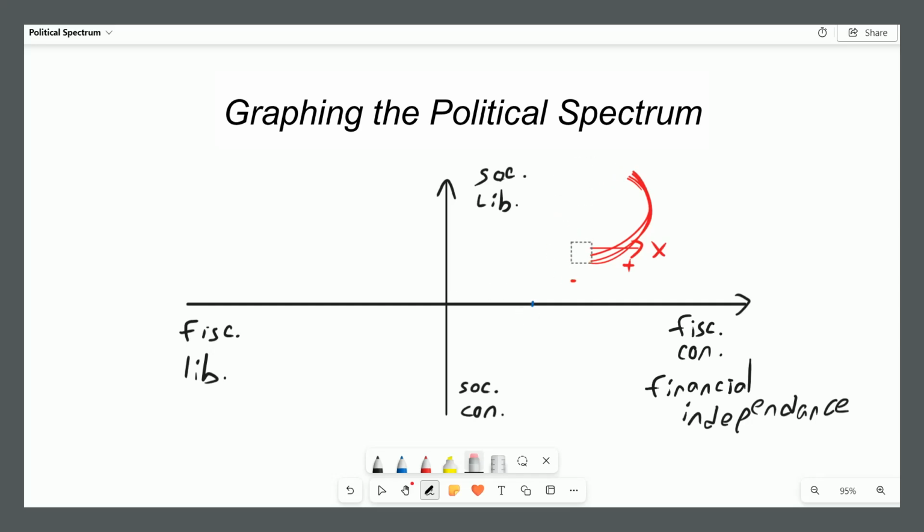Now, what's interesting is that once we actually start plotting the positions of different political parties, we get something that more or less falls along a line. Okay, we get something that looks like this. Okay, something that stretches from the top left quadrant through the center or origin and into the bottom right quadrant.